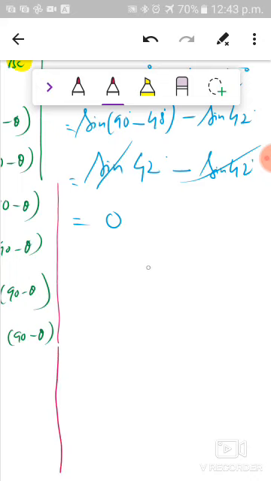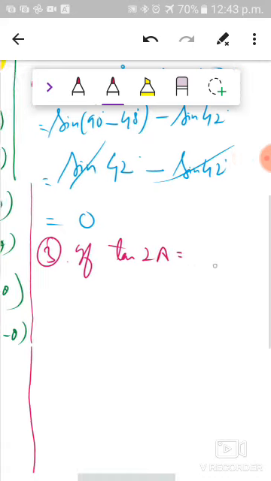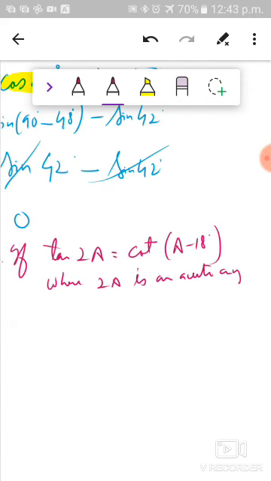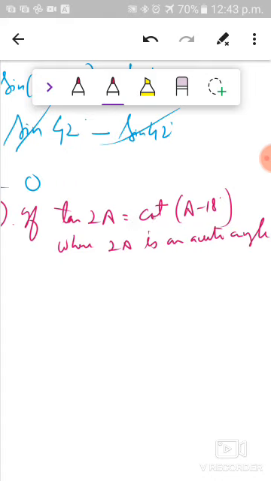Okay, so this is question number 3. Question number 3 is: if tan 2a is equal to cot of a minus 18 degree. Okay, we need to find the value of a, right? And here 2a is an acute angle, where 2a is an acute angle. Okay, we need to find the value of a.